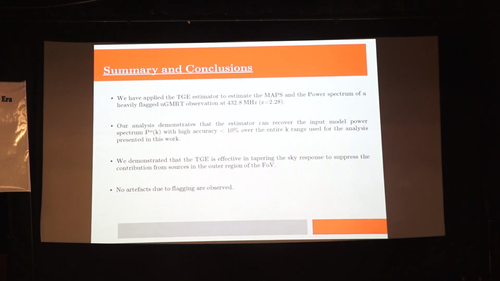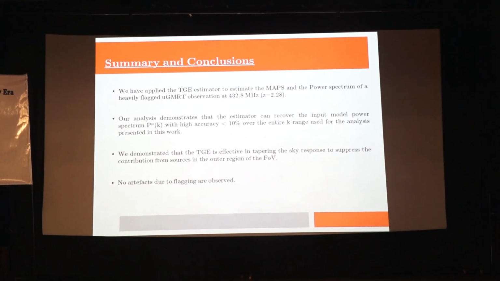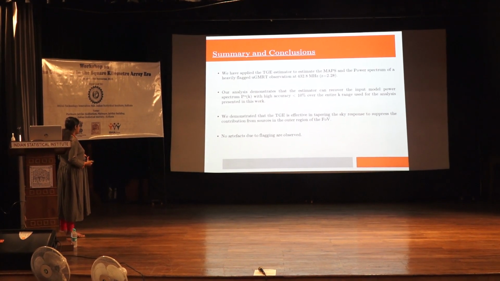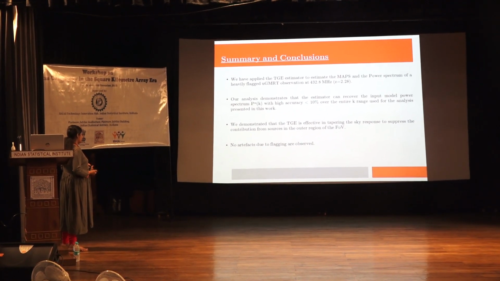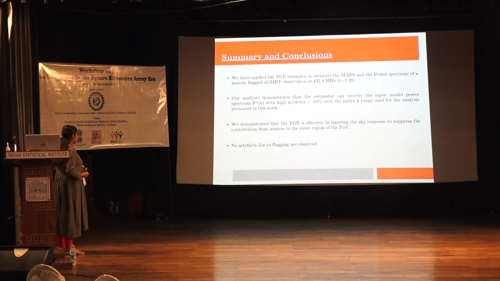So to summarize, we have applied the TGE estimator to estimate the HI power spectrum of heavily flagged data, 55% of the data was flagged, in the results that we showed, using uGMRT observation at a redshift of 2.28. Our analysis demonstrated that the estimator can recover the input model power spectrum with high accuracy over the entire K range. We also demonstrated that the TGE is effective in tapering the sky response to suppress the contributions from the sources in the outer regions of the field of view. And in the power spectrum, we also did not see any artifacts due to the flagging that was present in the data.